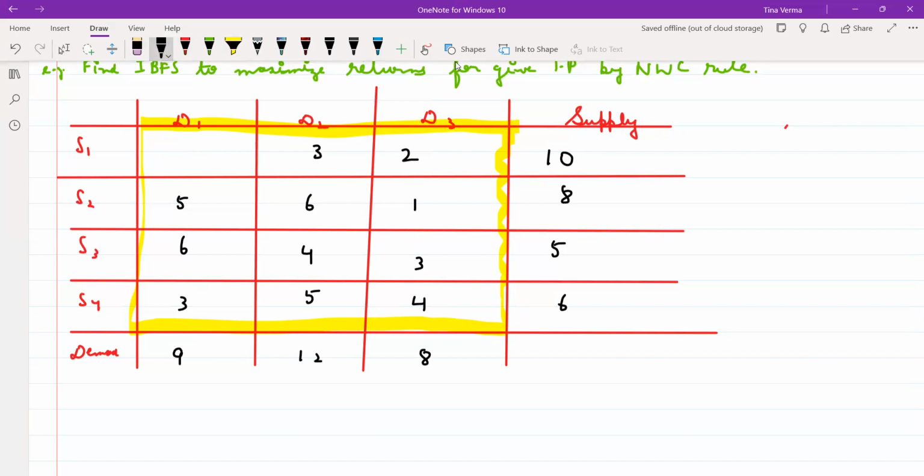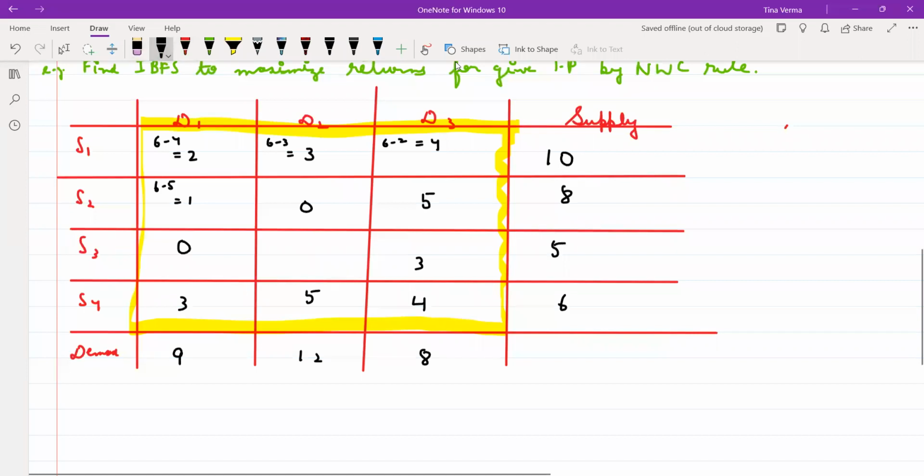I am doing the calculation here, you can do. 6 minus 4, that will be your 2. 6 minus 3, that will be your 3. 6 minus 2, that will be your 4. 6 minus 5, that will be your 1. And this is 6 minus 6, 0. 6 minus 1, 5. 6 minus 6, that will be your 0. And 6 minus 4, that will be your 2.